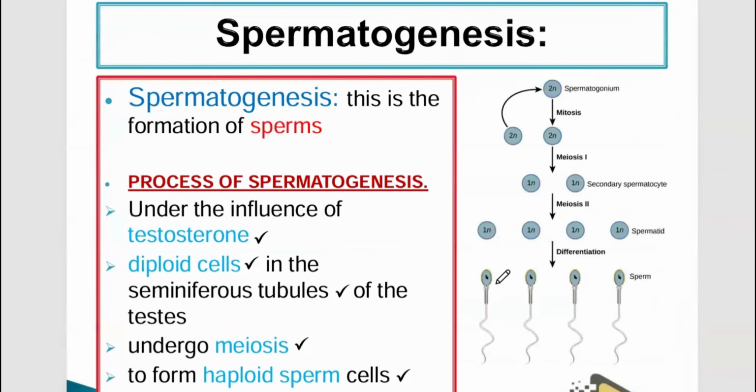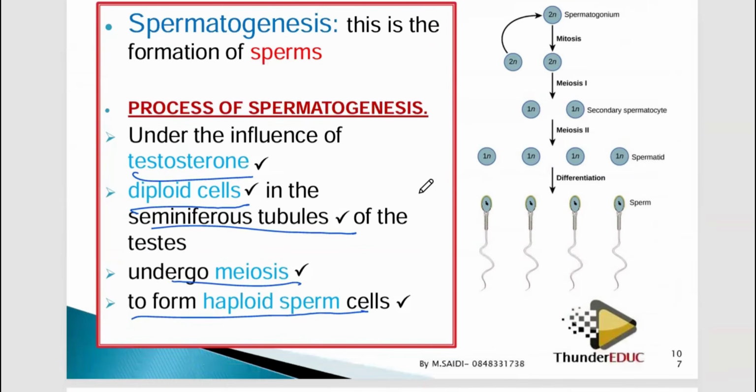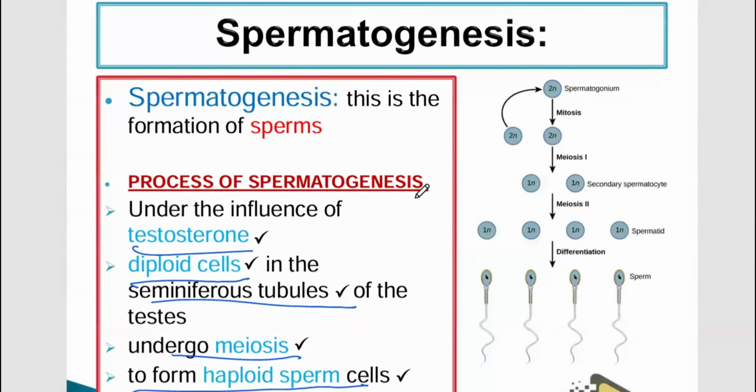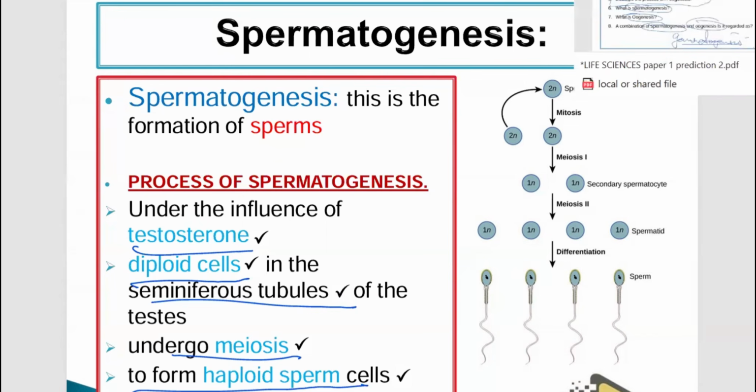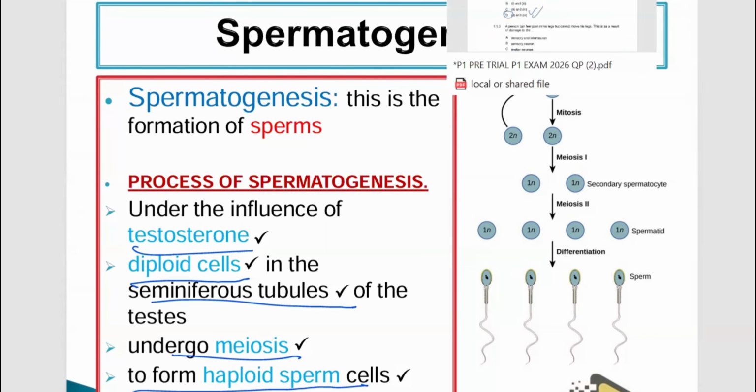Just that. Under the influence of testosterone, the diploid cell in the seminiferous tube will undergo meiosis to form 4 haploid sperm cells. That's it. That's the process of spermatogenesis. Not more than that. So don't bite your tongue looking for answers you can't get.